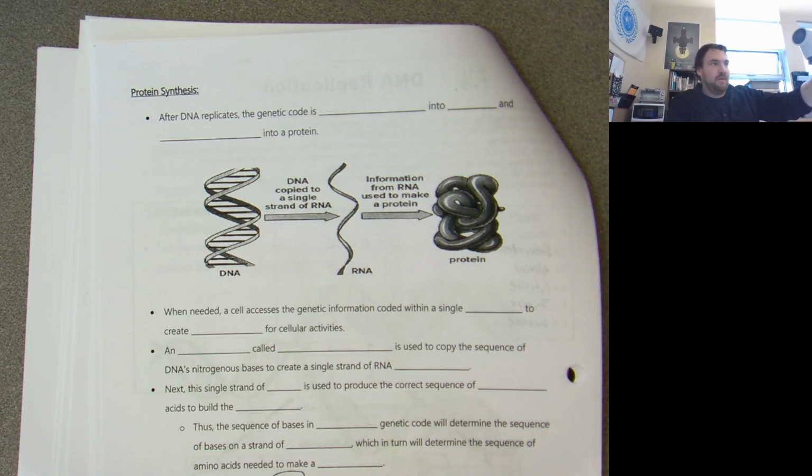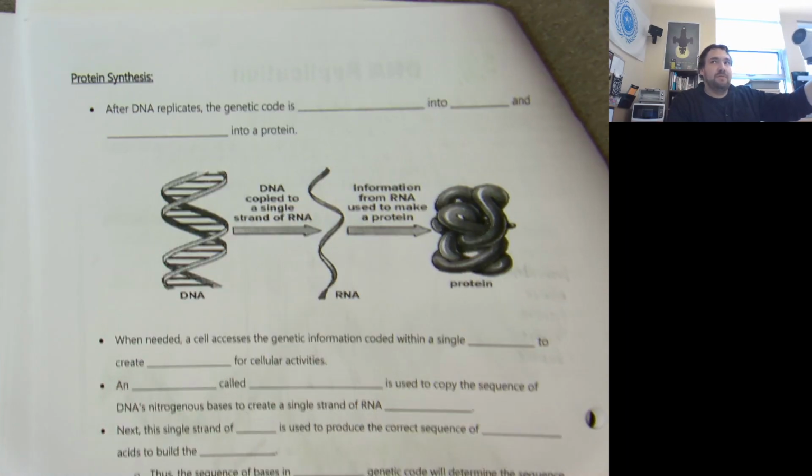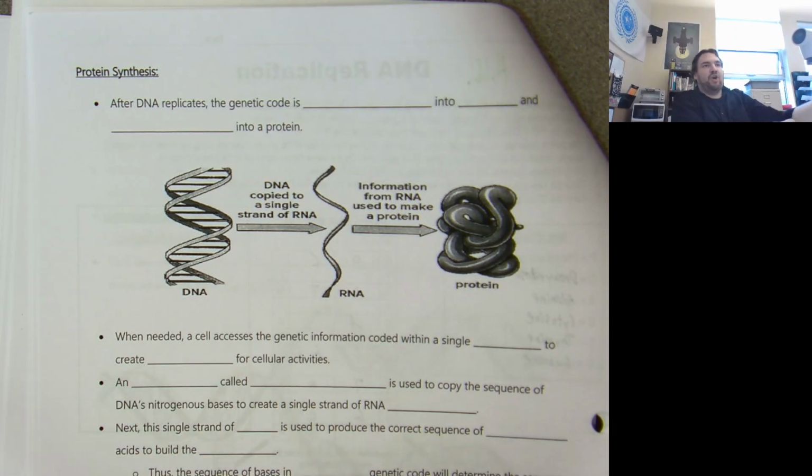Okay, let's look at protein synthesis. So DNA replication takes your entire genetic code, copies it once, then mitosis happens.